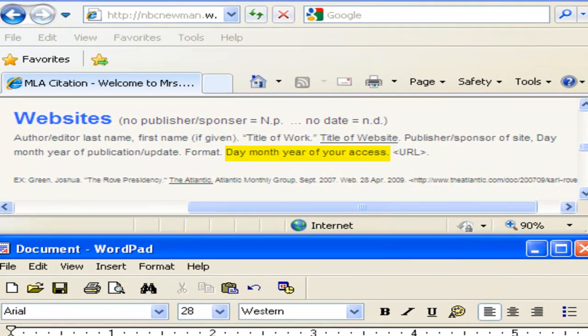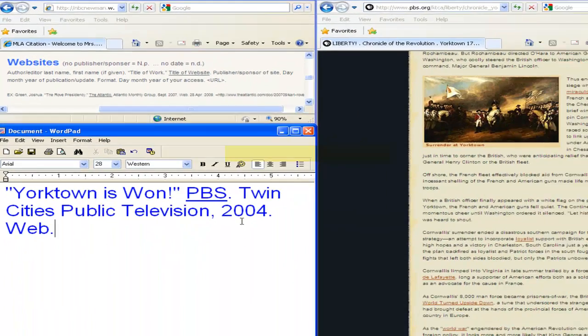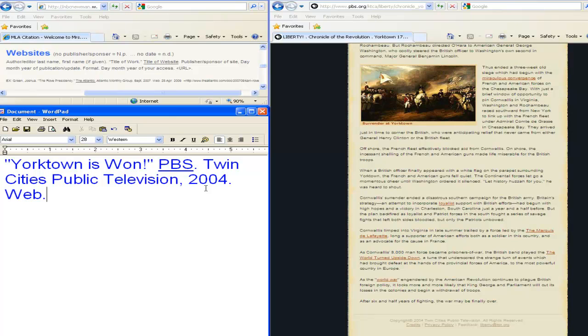Now we need to list our date. This is the date we looked at the website. This is important because websites tend to change frequently. Remember to write the date backwards, day, month, and then year. So today when I'm looking at this, it is the 29th of November, 2011, followed by a period. Notice we do not put any punctuation marks in the middle of the date.